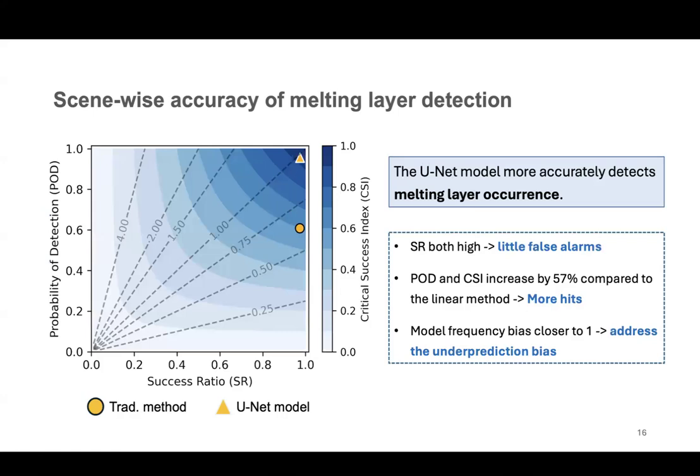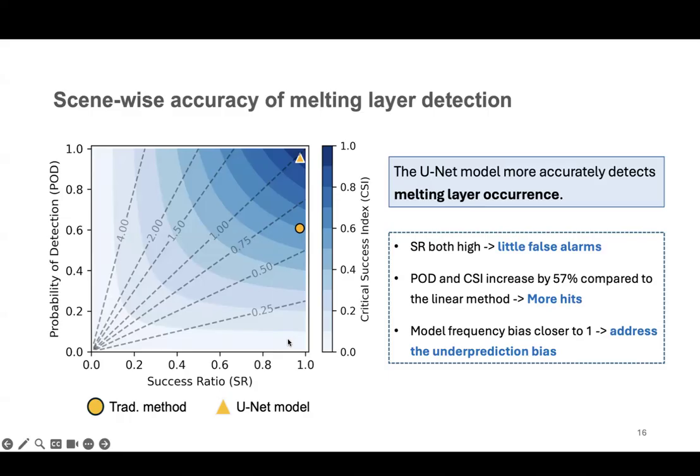And here, the detection performance diagram shows the success ratio on the X-axis and the probability of detection on the Y-axis. The contour lines refer to the critical success index. So in general, we want to see a detection result line in the upper right corner here. And for both the traditional and the UNet model, we can see that they have high success ratio. This is good because it means they both have few false alarms.